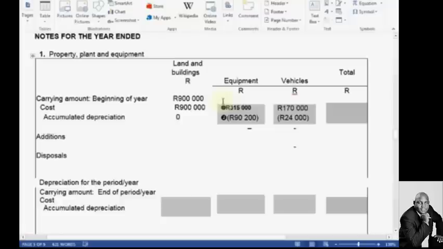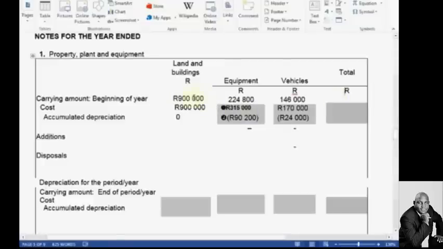Nice. And it's 315,000 minus 90,200. It's giving me 224,800. Then the same applies here, it's 170,000 minus 24,000. It's giving me 146,000. Okay, the same applies here.